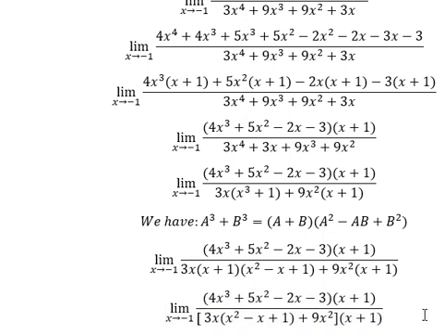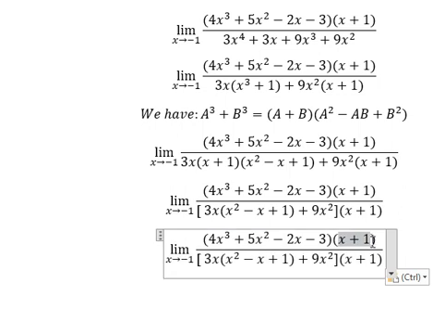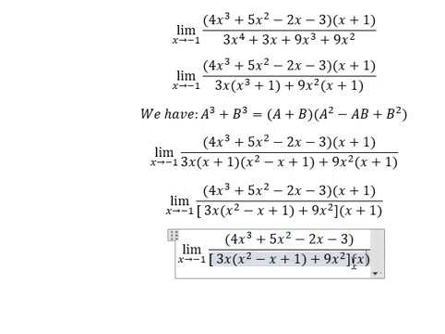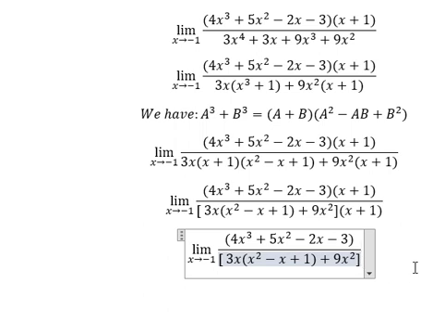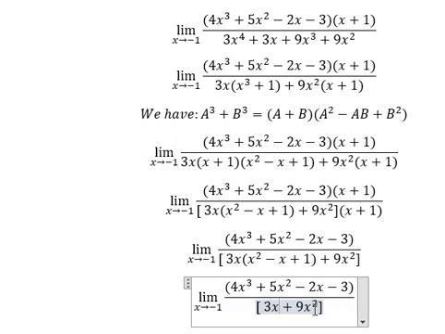So we simplify x plus number 1 on numerator and denominator. Now 3x multiplied by x squared minus x plus 1. So we have like this.